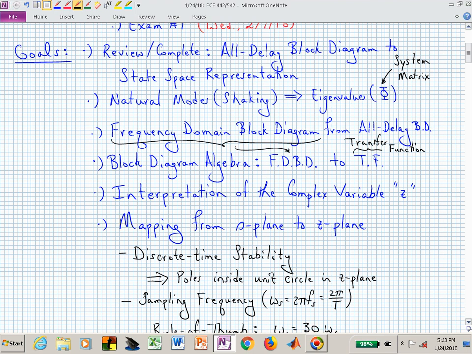Maybe later in the class we'll actually show how to find a transfer function from a difference equation. But you should be starting to get comfortable with making the transformations from all of these different representations. We have difference equations, we have state space representations, we have block diagrams, we have transfer functions. We should be able to chase our tail and get back to one or the other starting from a given representation. That's the idea.